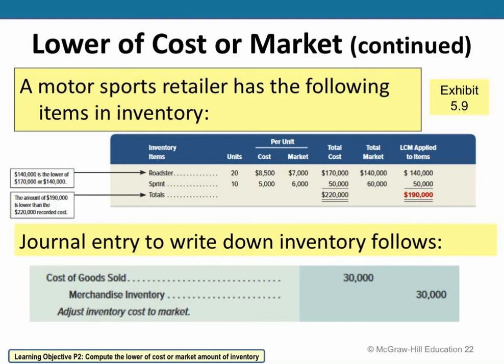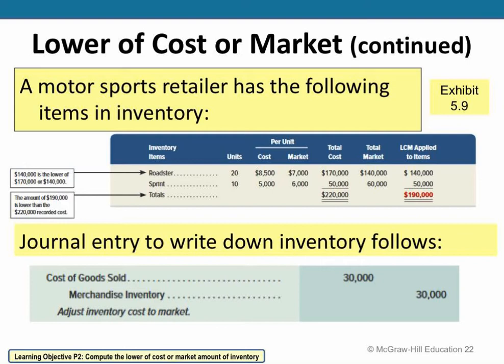And what that's going to look like for the journal entry for the write-down is we're going to take it as a cost of goods sold, and we're going to credit that amount to the merchandise inventory to reduce that inventory. So here, we see a $30,000 cost of goods sold debit and a $30,000 credit to merchandise inventory, and that's going to drop our total inventory from 220 to 190. And we're looking at this inventory item by inventory item.